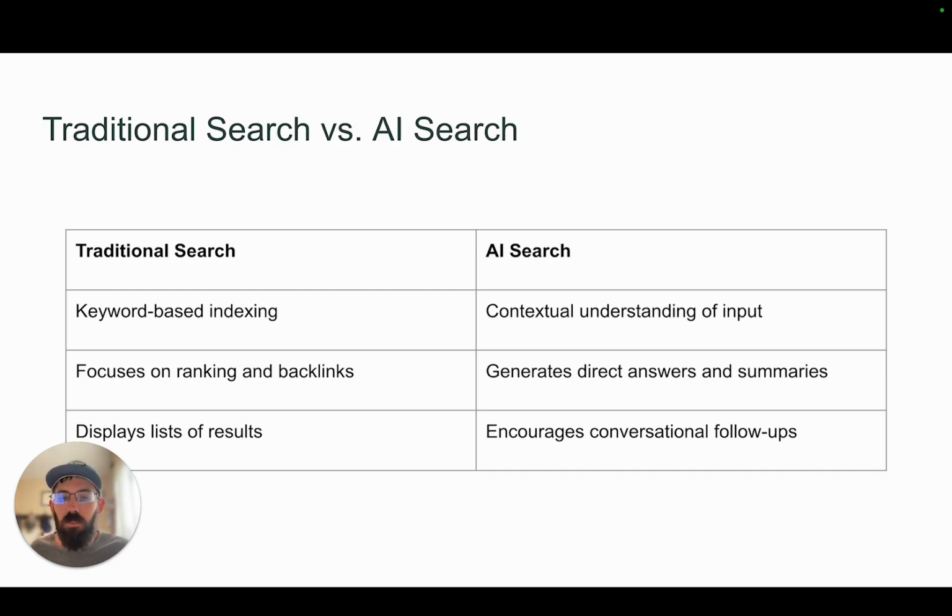AI search is going to focus more on a contextual understanding of the search term, of the input from the user. It'll generate a direct answer and summaries as opposed to just a list of links. And then oftentimes it will encourage conversational follow-ups to dive deeper, to get more specific on what the person is asking about.